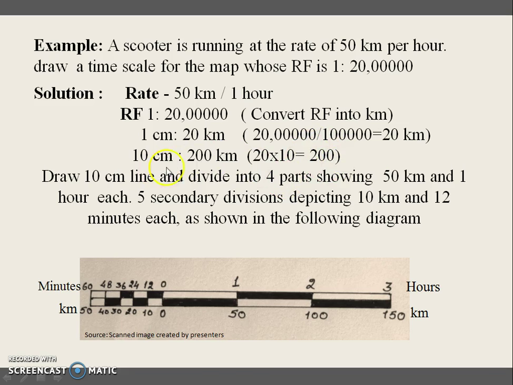Now pay attention to the rate given. It is 50 km per hour. So 10 centimeter line is to be divided into 4 parts showing 50 km and 1 hour each. Now draw a 10 centimeter line. Divide it into 4 divisions. Each division shows a map distance of 2.5 centimeter and the ground distance of 50 km.